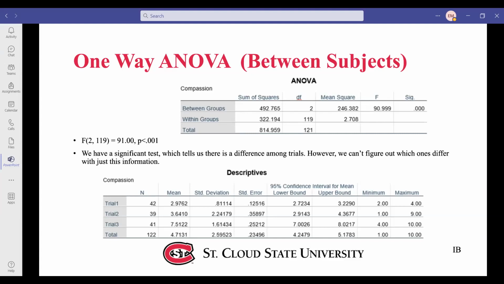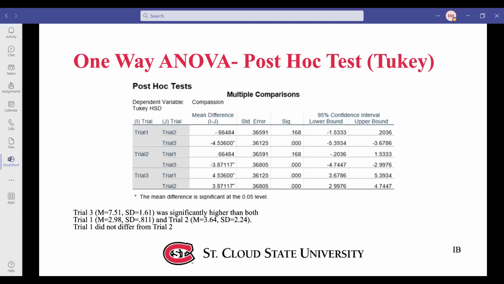In a post hoc analysis, we look at all possible pairs that we can get from the three groups. So the first pair is trial 1 and trial 2, trial 1 and trial 3, and then trial 2 and trial 1, trial 2 and trial 3, and then trial 3 and trial 1, trial 3 and trial 2. Those are the possible pairs that we can get. What we're trying to investigate here is which pairs are different from which ones, right? And then we use the Tukey HSD to do that.